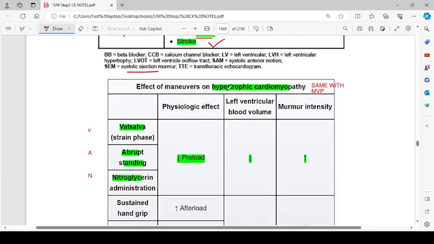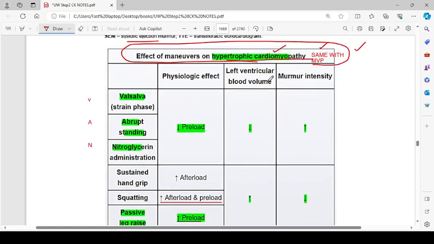Then the effect of maneuvers on hypertrophic cardiomyopathy, and the same is true for mitral valve prolapse. The effect of maneuvers on hypertrophic cardiomyopathy and mitral valve prolapse is similar. Valsalva strain phase, abrupt standing, and nitroglycerin administration decrease the preload and decrease the left ventricular blood volume, and thus increase the murmur intensity, because the smaller the ventricle, the more severe the obstruction. More severe will be the obstruction of the outflow tract and thus the murmur will be intensified.